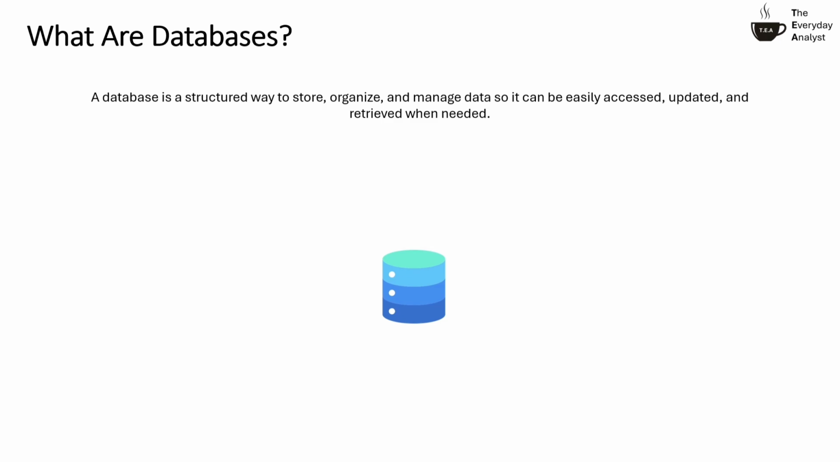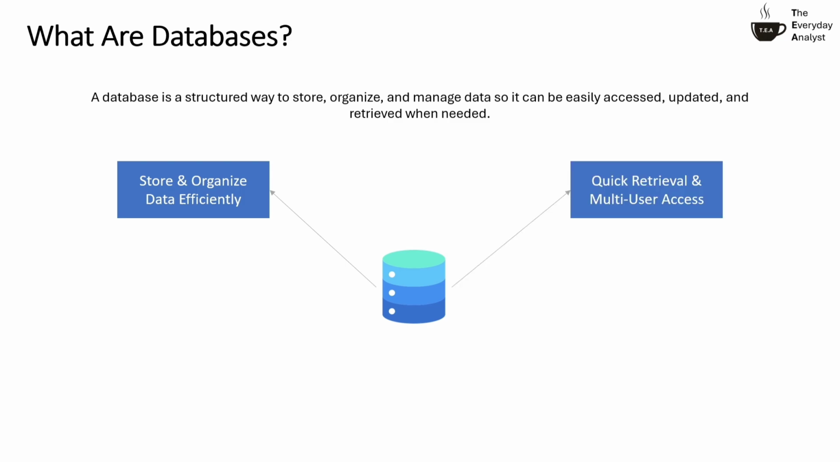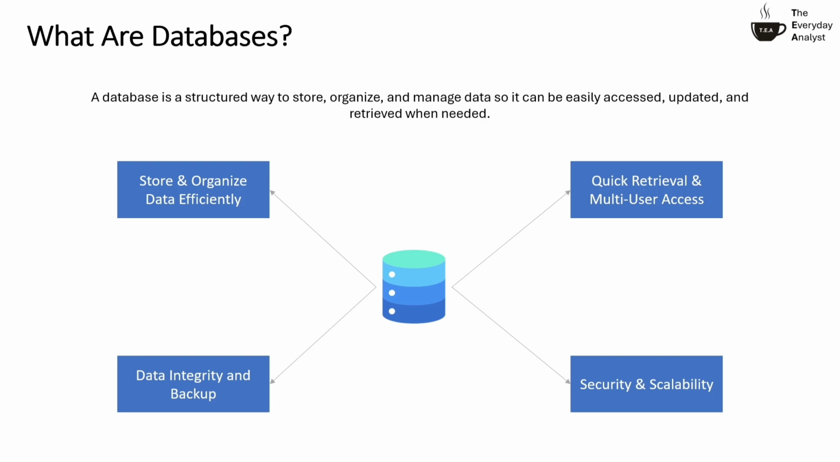Now, what makes databases so powerful? Let's look at their key features. They store and organize data efficiently. Multiple users can work with the data at the same time, ensuring smooth operations in businesses and applications. Databases ensure integrity, prevent duplicate or incorrect records, and keep data safe through backups. Data is protected with user access controls, and they can scale from small applications to handling massive amounts of data for enterprises. Databases power almost everything, from your favorite social media app to online shopping sites and even financial transactions.